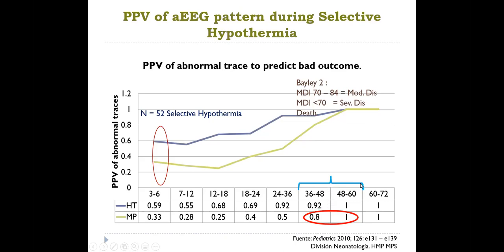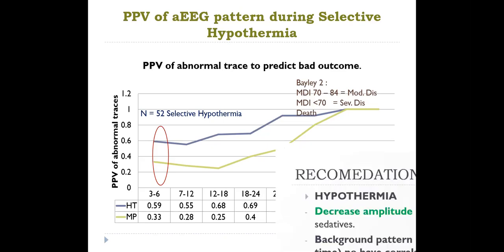And when the abnormal trace persists more than 48 hours, it was 100%. Okay, this is very important because I think that if you are watching an abnormal pattern more than 48 hours, it does not matter the etiology of encephalopathy. The prognosis is bad, and I will try to explain with other clinical examples later.